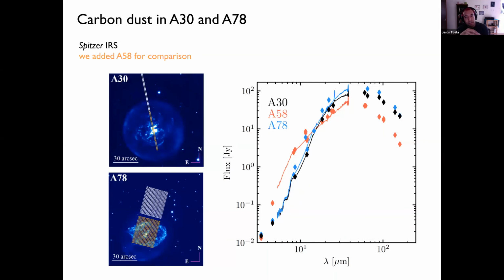So we took all of the available observations of photometry and spectra of Abell 30 and Abell 78, and this is how the spectral energy distribution looks like. In blue and black, we see Abell 30 and Abell 78. They're very similar. They have these bumps here, and then, just for comparison, we also show the Abell 58 photometry here. So Abell 30 and 78 are almost like twins, as we've been saying for the past years. So we only produced a model for Abell 30, but of course, details of Abell 78 might vary a little bit, but I'm just going to show you the models for Abell 30 in this presentation.